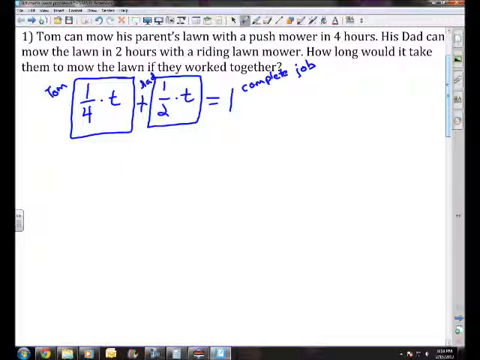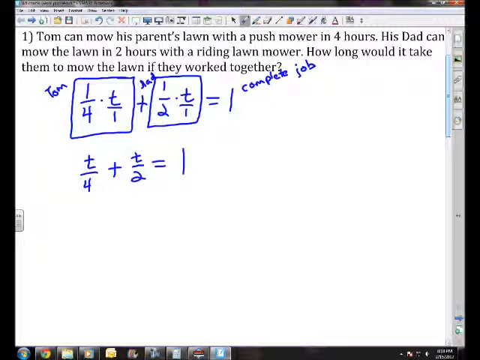Let's take a look at solving this now. If I have 1/4 over t, this is Tom's rate times his time, let's multiply that into one term. 1/4 times t over 1, we're going to make that t over 4. We're going to add his dad's rate times time. That's going to be t over 2, same logic there, t over 1. And all that is still equal to 1 over here.